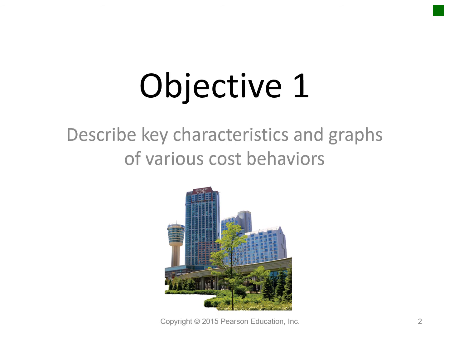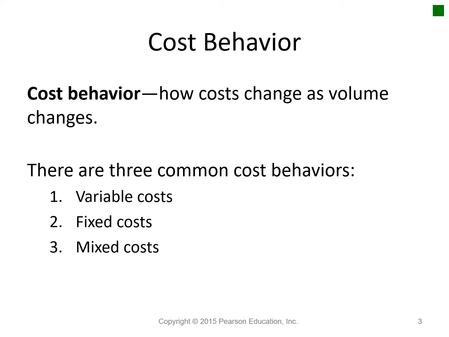Okay, so in Objective 1, we're going to talk about the key characteristics of cost behavior, and we're also going to look at some of the graphs on how some of these models look like. So the most common cost behaviors, getting into the basic definition, is how costs change as volume changes. It's important to know as a manager because it helps you to predict. You always want to try to predict and plan for the future, and that's why it's important to know how costs behave.